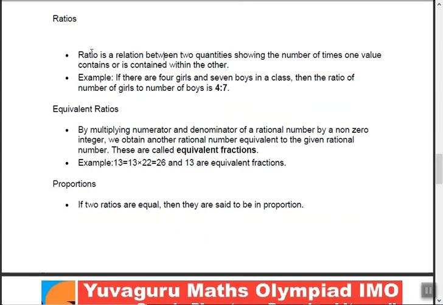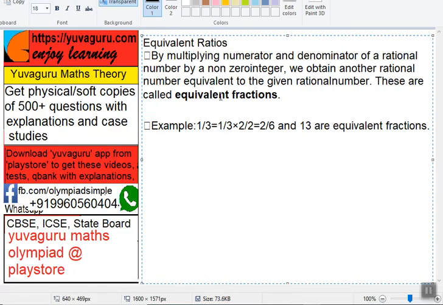Then what is the ratio? Ratio is the relationship between two quantities showing the number of times one value contains or is contained within the other. Means how many times one value is that of the other. Very simple. If there are 4 girls and 7 boys, then the ratio of girls to boys is 4:7. Okay. So the important part here is that the units may be the same, may not be the same. That's important.